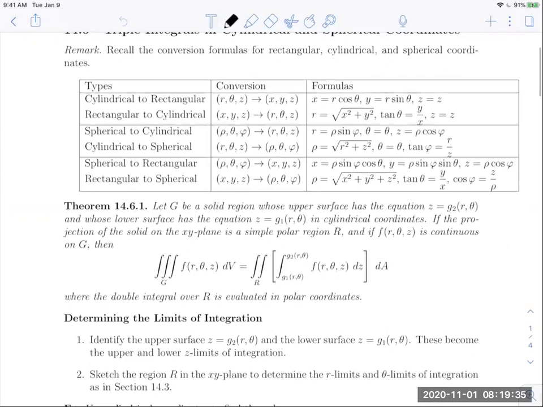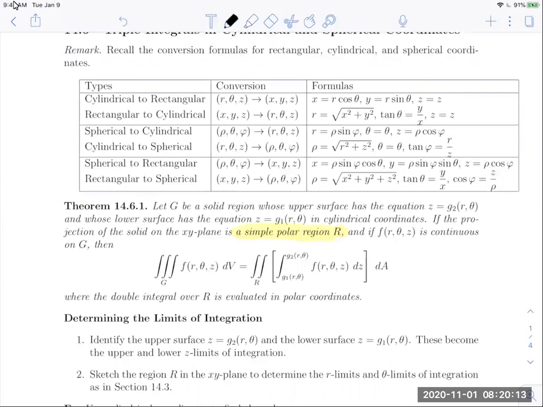So we get into our first theorem. Theorem 1 here says, let G be a solid region whose upper surface has the equation z equals g2 of r, theta, and whose lower surface has the equation z equals g1 of r, theta in cylindrical coordinates. If the projection of the solid on the XY plane is a simple polar region, which we defined back in 14.3, and if f of r, theta, z is continuous, then we can write the triple integral over G of f of r, theta, z dV as the following triple integral.